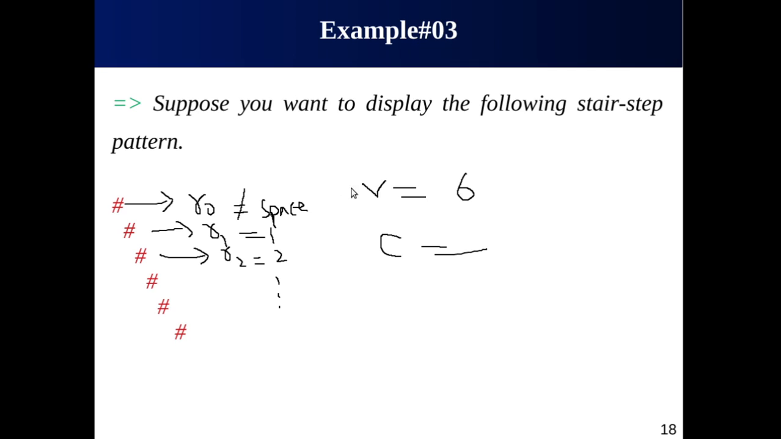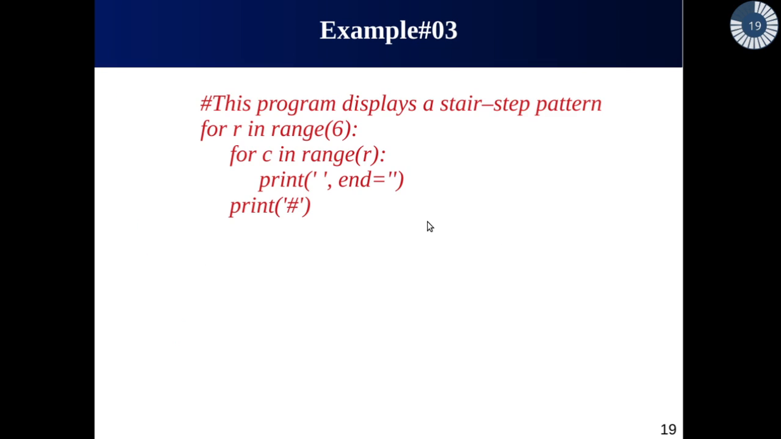In general, we can describe each row as having some number of spaces, which is followed by a hash character. So here is a row by row description. First row, 0 spaces followed by a hash character. Second row, 1 space followed by a hash character. Third row, 2 spaces. Fourth row, 3 spaces. Fifth row, 4 spaces, and so the program is going to be like this. Total number of rows is 6, and the range here is actually r.